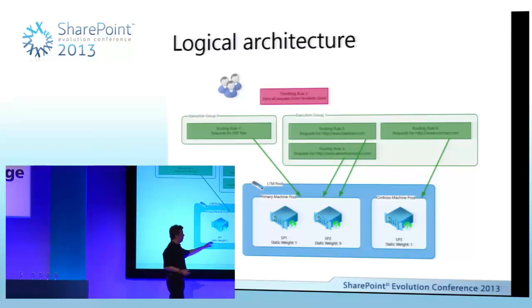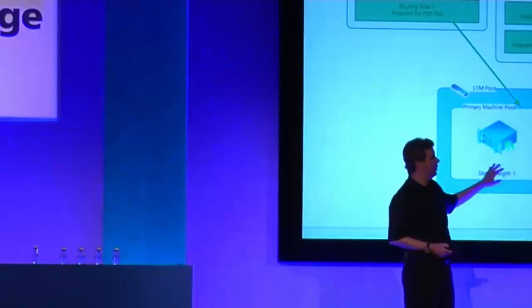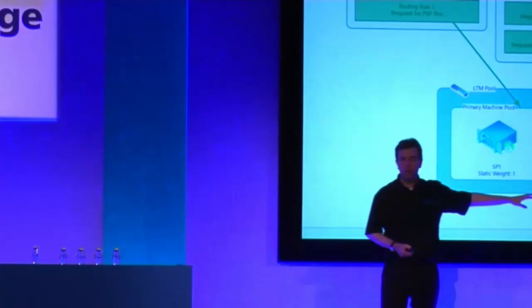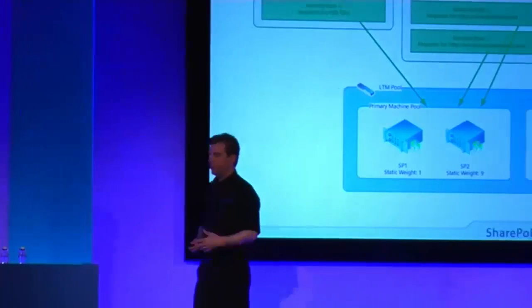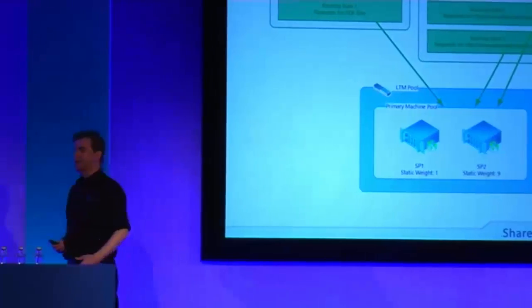You might be able to see down the bottom here that SP2 has a static weight of 9, and the other 2 machines have a static weight of 1. When this is configured, what this should mean, fingers crossed, is that SP2 will respond to most requests because it has a higher weighting.